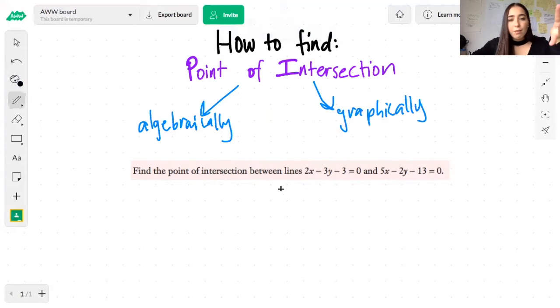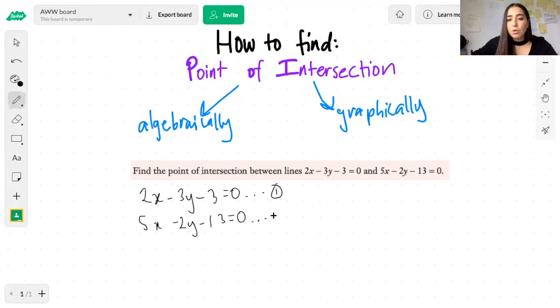It says, find the point of intersection between the two lines. If we're going to solve this algebraically, what we need to do is basically solve them using simultaneous equations. So that's what we're going to do. If you recall with simultaneous equations, there are two ways to go about this. You can use elimination or substitution. In this instance, I think I'm just going to go with elimination.